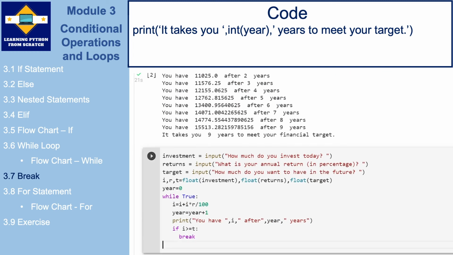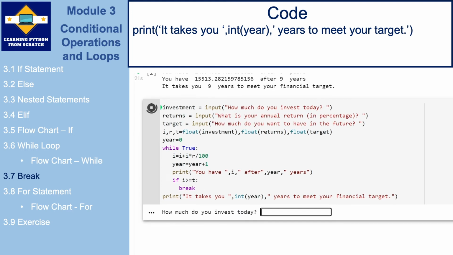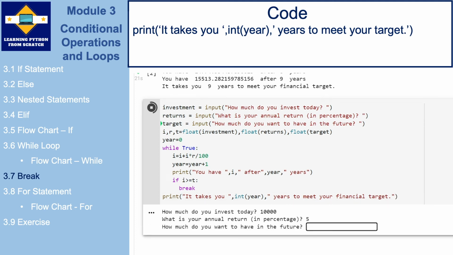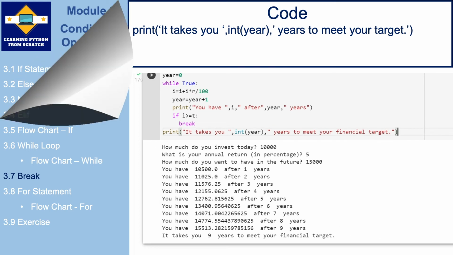Then run the code. Still, I invest 10,000 today, and then the annual return is 5%, and I want to have 50,000 in the future. You can see that the answer is the same as the previous example.